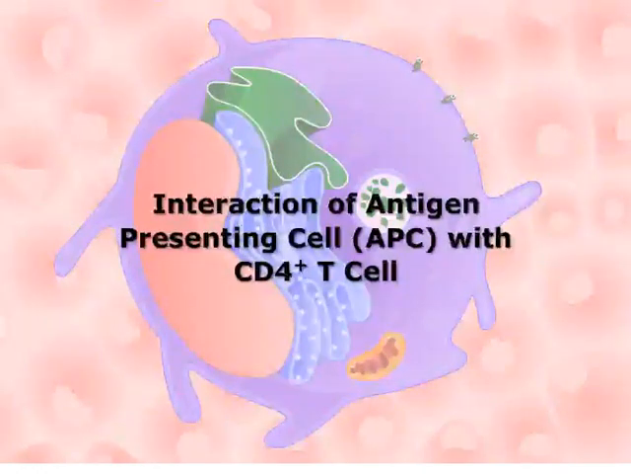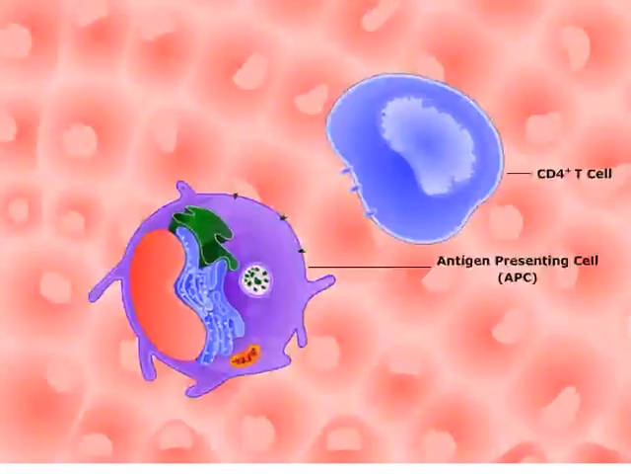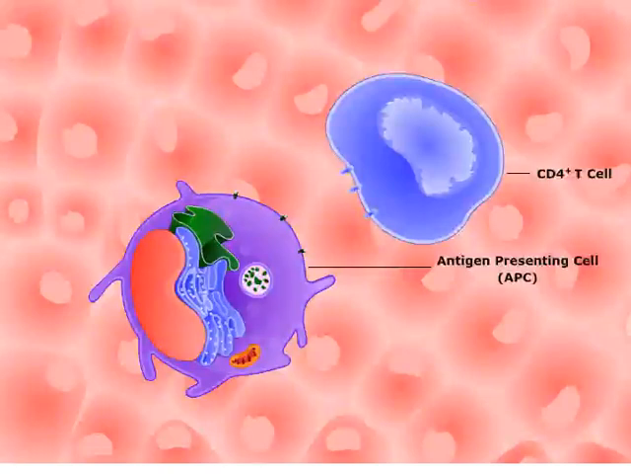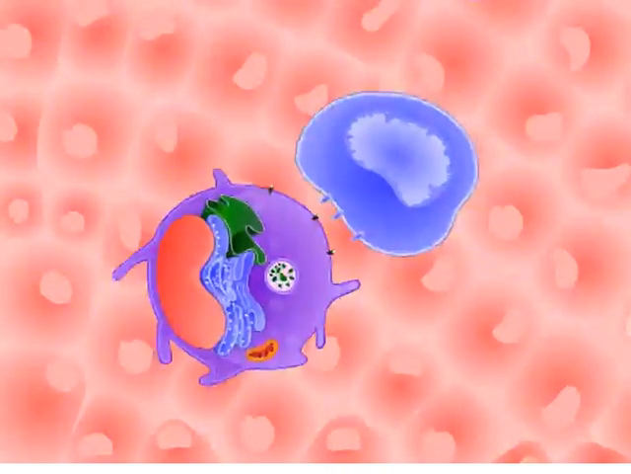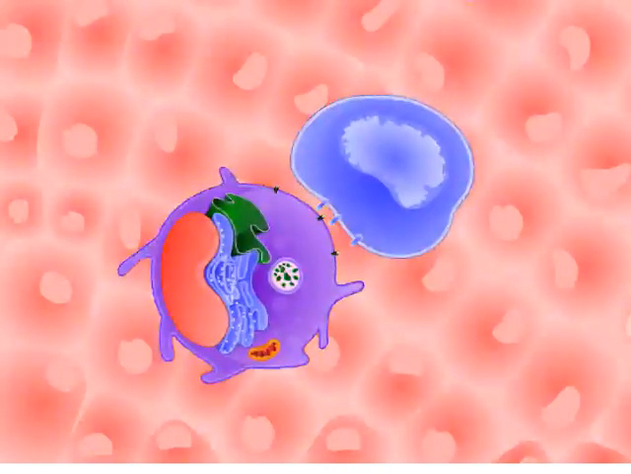Now, let's focus our attention on the interaction of an antigen-presenting cell with a CD4 T cell. There are several steps involved in T cell activation. This process is initiated by the binding of naive T cell receptors to the MHC class II antigen complex of an antigen-presenting cell. This allows for the antigenic specific nature of T cell activation. Let's take a closer look.